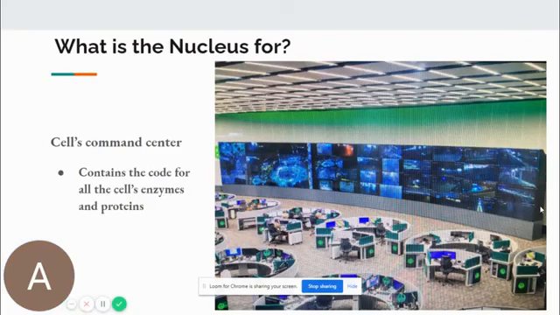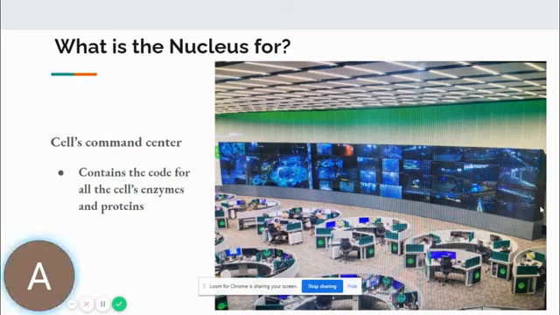So first, we will describe what the nucleus is for. The nucleus is actually the cell's command center. So we know what a cell is. It is a group of organelles in cytoplasm bound by a membrane. Within the cell is the nucleus. The nucleus contains the code for all the cell's enzymes and proteins. So we all know that cells function through proteins: signaling proteins, structural proteins, constitutive proteins. All of these proteins are encoded in our DNA, which is located in our nucleus.